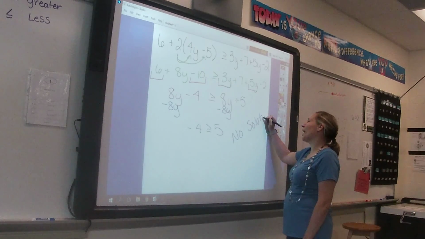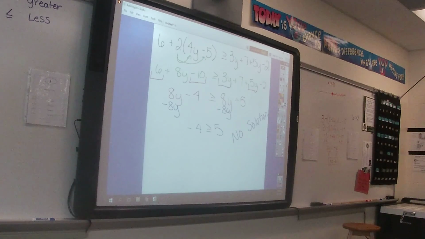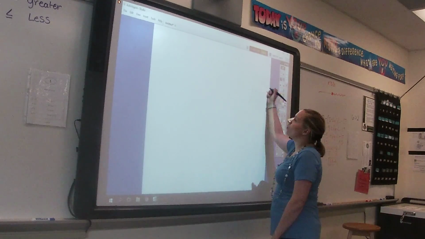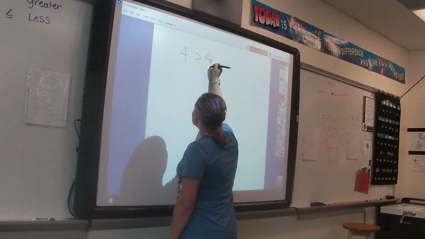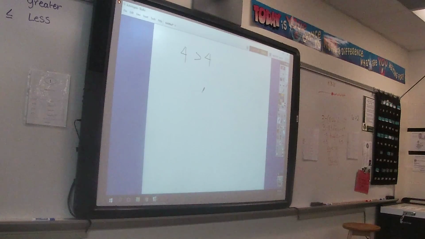Now, here is where you have to be very, very careful. Because again, it's not based on if they are the same number, it's based on if it is a true or false statement. So if you solved an inequality and you got this as an answer, true or false? False. So we would put no solution.